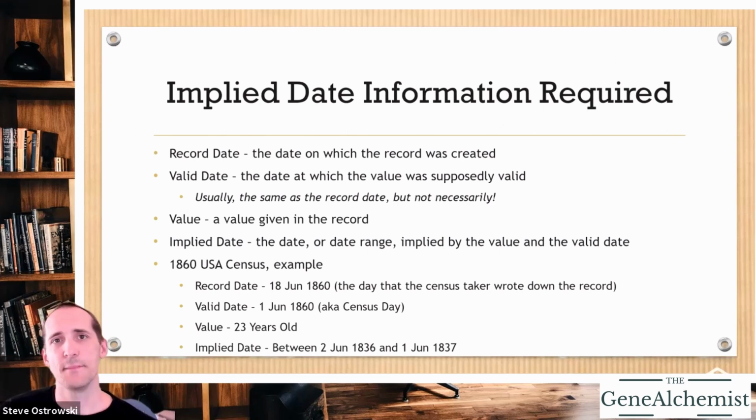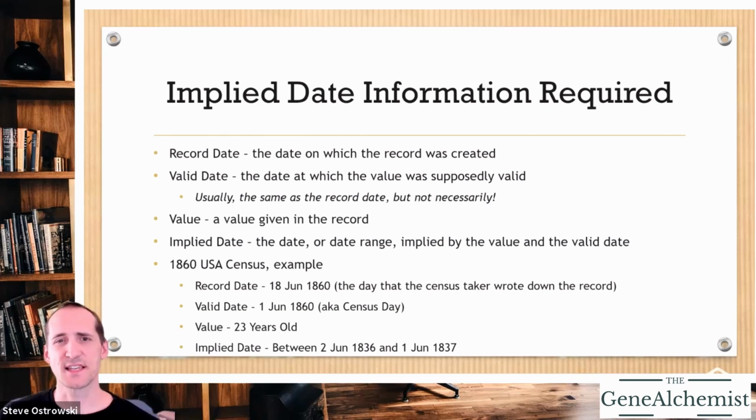However, there are times when that is different, and the most common time in genealogy is on census records. Now I'm going to use the term value for the value given in the record. So in this case, it's the number 22 for the number of years old. And then the implied date is a given date or a date range that's implied by that value and the valid date. So for example, on the marriage record, the fact that we're given an age in years and a valid date on the date of the license allows us to imply when his birth date was.